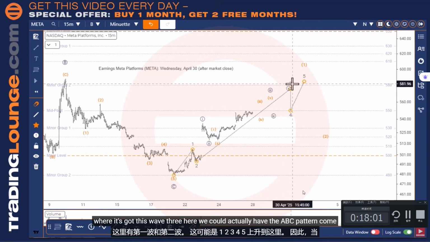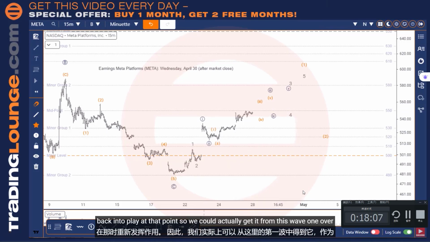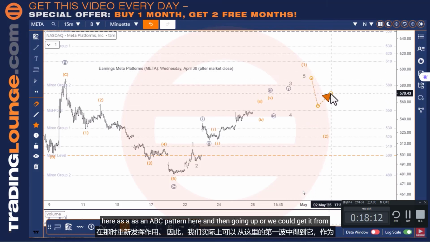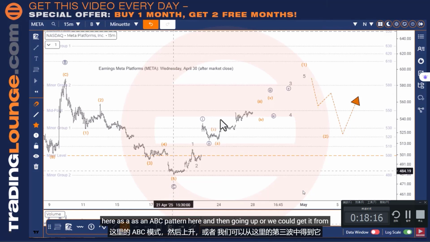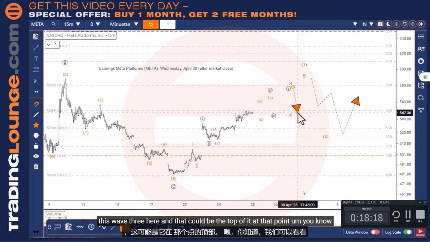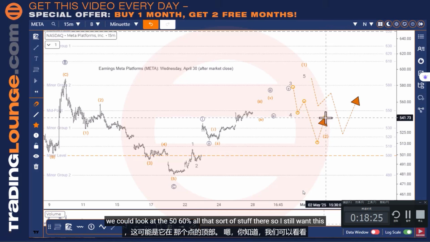So where it's got this wave 3 here, we could actually have the ABC pattern come back into play at that point. So we could actually get it from this wave 1 over here as an ABC pattern here, and then going up, or we could get it from this wave 3 here, and that could be the top of it at that point. You know, we could look at the 50, 60%, all that sort of stuff there.